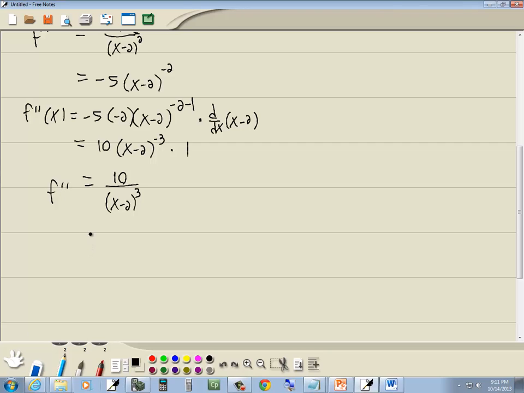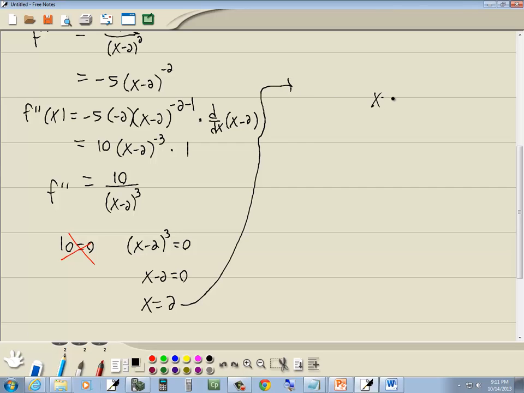Well, we need to find our critical values. So we set our top part equal to 0, and we set our bottom part equal to 0. Now 10 is equal to 0. There's no variable to solve for there, so we don't need to worry about that side. Over here, remember, if you have parentheses to a power equal to 0, you can drop your power. Just set what's inside the parentheses equal to 0. So that gives us x minus 2 is equal to 0, which then gives us x is equal to 2. So that's our only critical value.